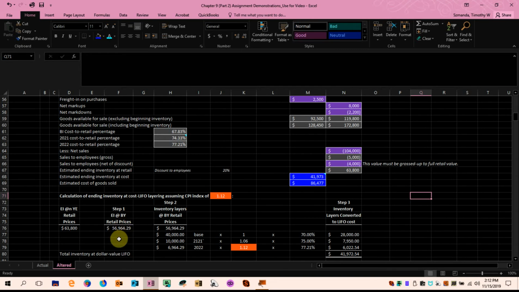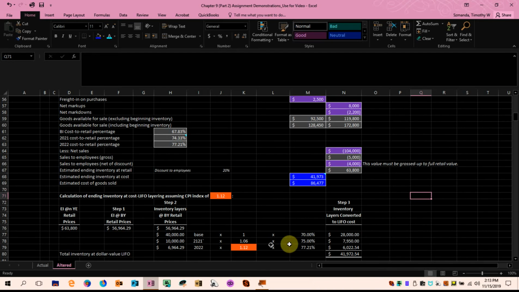So what we're essentially doing is we're taking the $63,800 and we're deflating them back to the price it would have been at retail at the beginning of 2021, which is when we began the LIFO process. So we're deflating it back essentially 2 years, all of 2022 and all of 2021, back to our base starting point, which is January 1st, 2021.